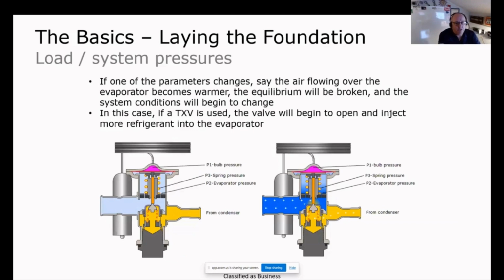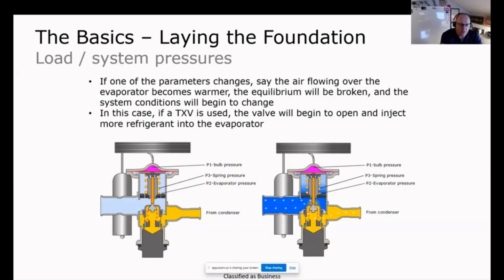So think of our expansion device. So the expansion device on the left-hand side, as we say, is ticking along. It's providing refrigeration, but everything is the same. And then let's say one of the parameters changes. We get airflow over the evaporator. It becomes warmer. Maybe somebody's opened the door of the cold room. Maybe somebody's put warm products in there. And that equilibrium will be broken and the system conditions will begin to change.